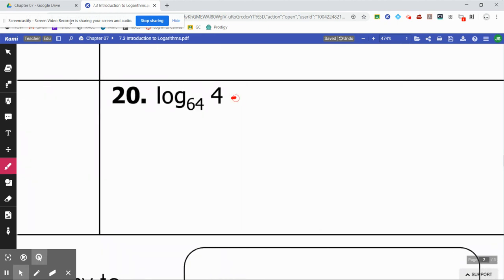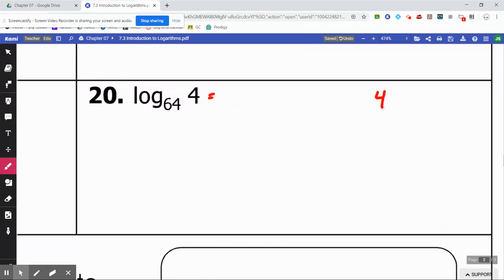Now, this one's tricky. 64 to what power is 4? Now, I know 4 times 4 times 4 is 64, but how do I go from 64 back to 4? If 4 to the 3rd is 64, then that means that the cube root of 64 would be 4. So therefore, what power would that be? 64 to what power? A cube root is a 1/3 power.